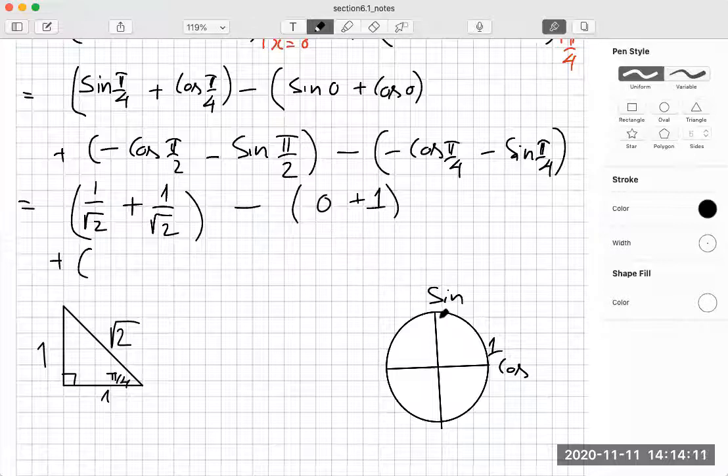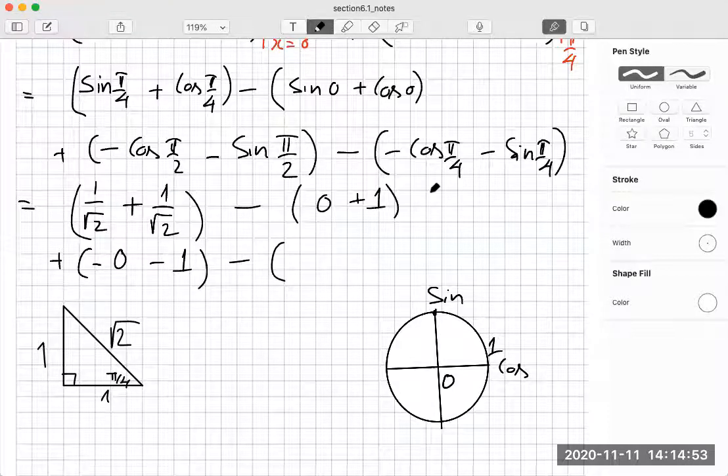Cosine of pi over 2. Pi over 2 is here. Cosine will be? You see it? At pi over 2 here, we project to the cosine axis, which gives us the origin, which is 0. So cosine of pi over 2 is 0. So this is negative 0. And how about sine of pi over 2? 1, yes. Minus 1 here. And here subtract, oh no, yeah.